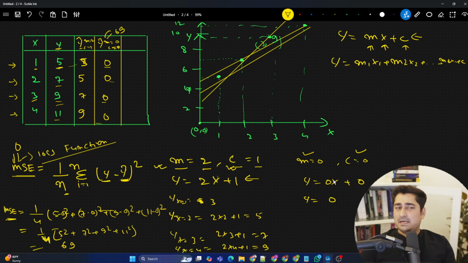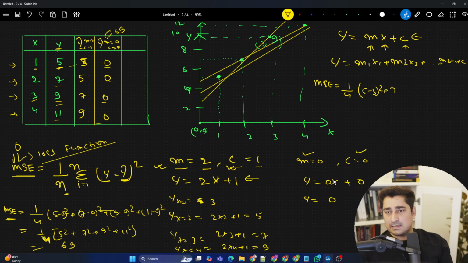Okay, now guys, just try to do the calculation. So MSE, when m is equal to 2, c is equal to 1. So this one, 5 versus 3. Just do the math, 1 by 4. So 5 minus 3 whole square, then 7 minus 5 whole square, plus 9 minus 7 whole square, plus 11 minus 9 whole square.